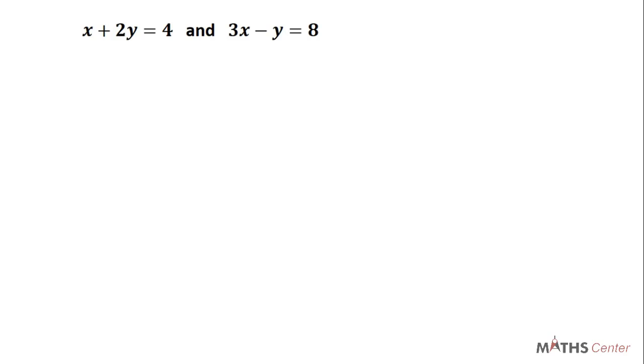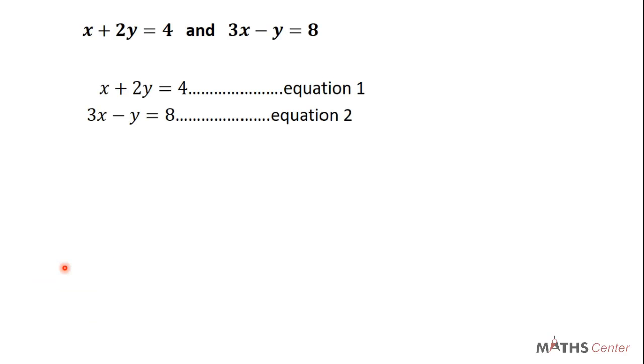So let's look at our question for this video. It's x plus 2y is equal to 4 and 3x minus y is equal to 8. And we are supposed to find x and y. So as we usually do, I'm going to list my equations. So x plus 2y is equal to 4, then 3x minus y is equal to 8.